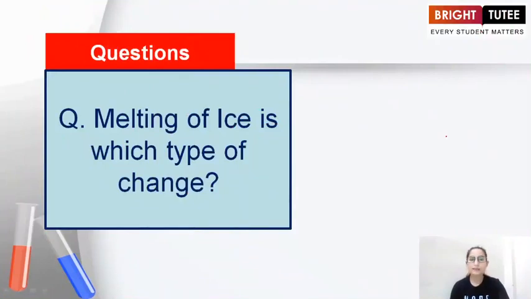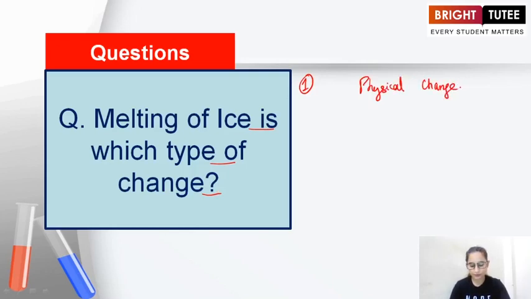Hello students, in this lecture we will be discussing the important questions of the first topic of this chapter, and the topic is physical changes, right? So the first question is, melting of ice is which type of change? Students, if this question comes as a 1-mark question, you will simply write the answer as physical change.